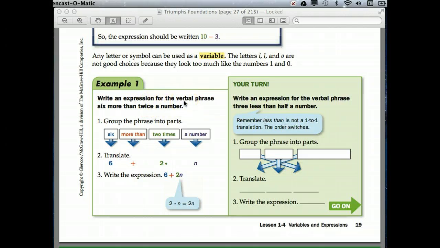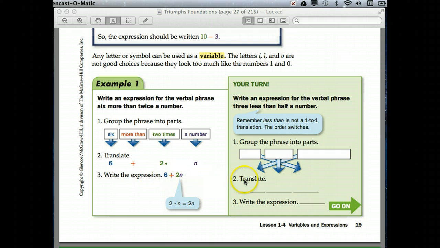For the verbal phrase, so we know they're going to give us the words. 6 more. So 6 more than, twice. What operation are we performing with twice? Good, it's 2 times. So twice is 2 times something, a number. 6 more than 2 times a number. So let's translate that. 6 plus 2 times n. And when we write the expression, 6 plus 2n.